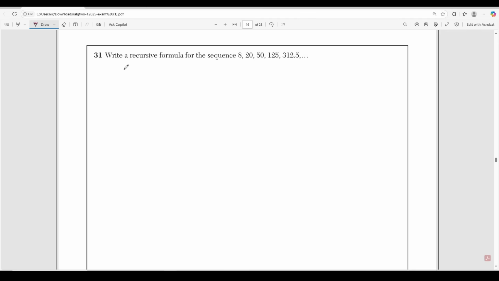Okay, number 31 asks us to write a recursive formula for this sequence. So when you're writing a recursive formula, you need to state 2 lines of math. The first line of math you need to state is the first term, which is a of 1. Okay, so a of 1 is equal to 8.